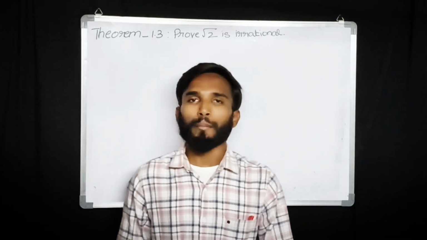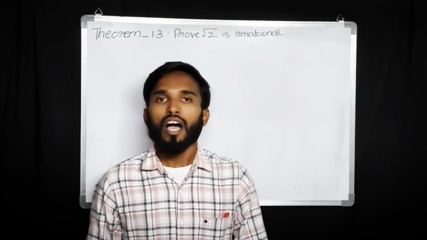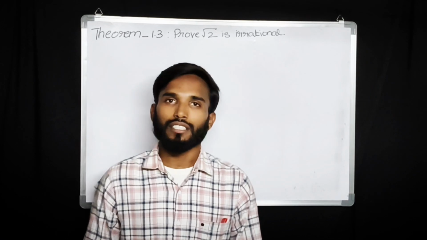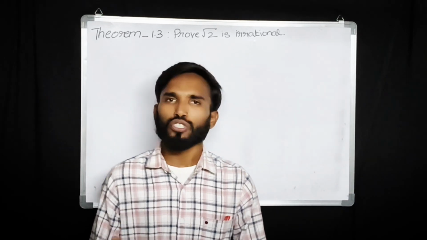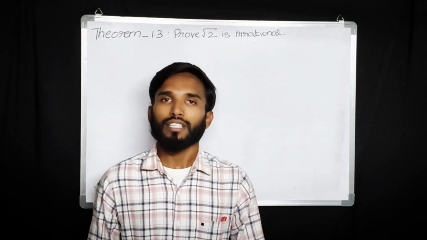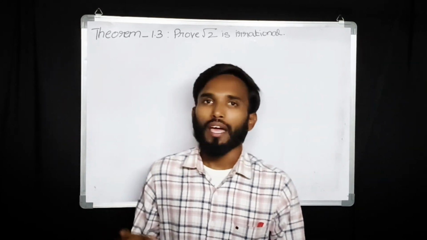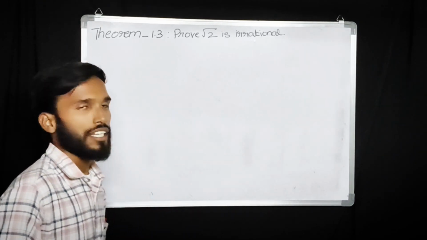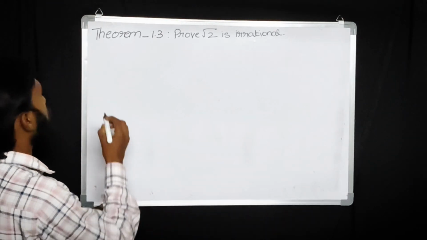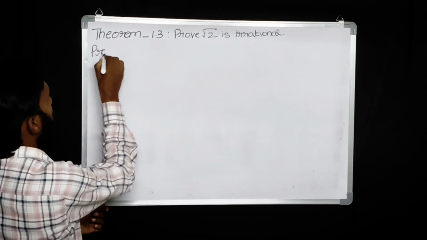As you all know, we completed exercise 1.1 of the chapter Real Numbers of class 10. Today we are going to learn the easiest and most important theorem of real numbers, that is, prove root 2 is irrational. As you know the rational and irrational numbers, let us start how to prove this theorem.